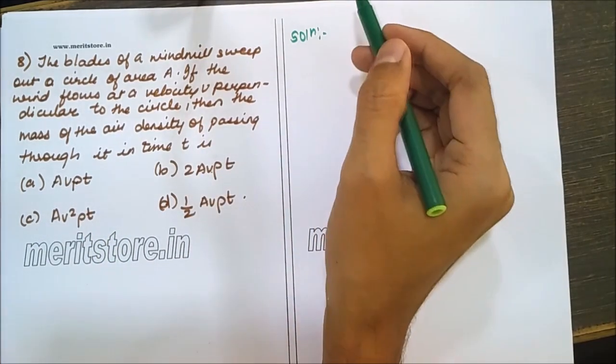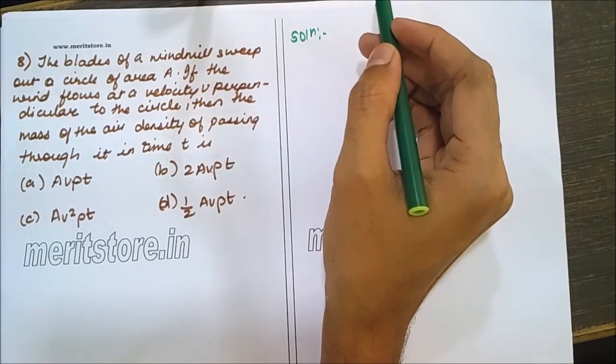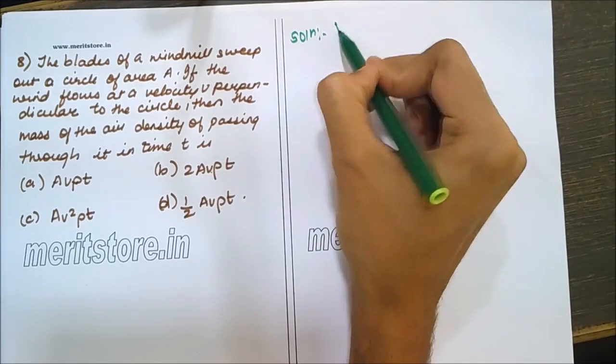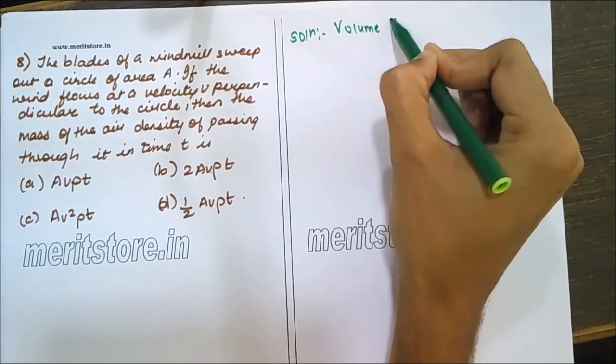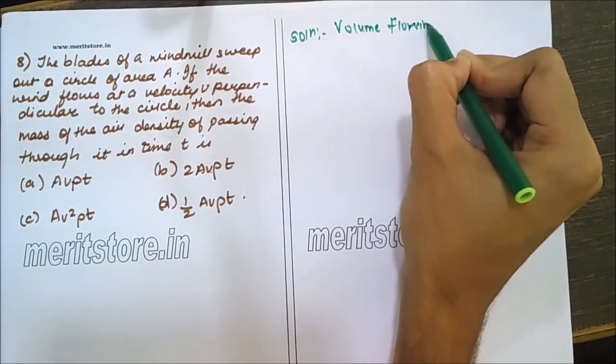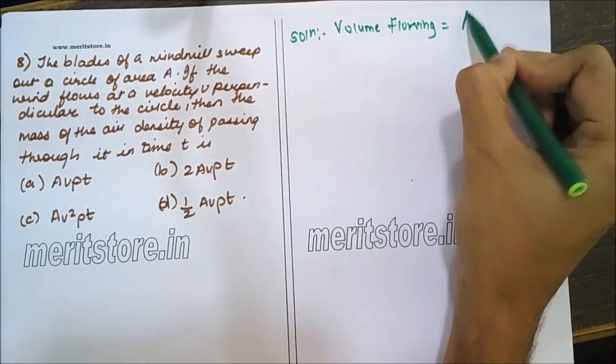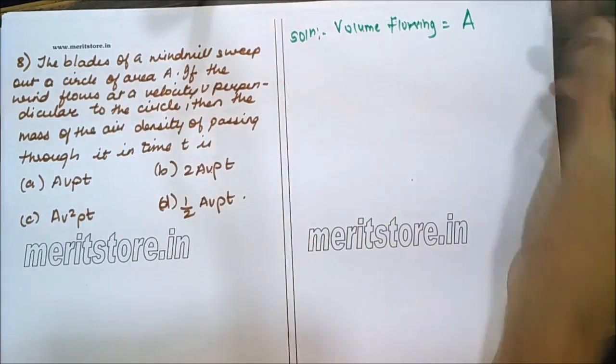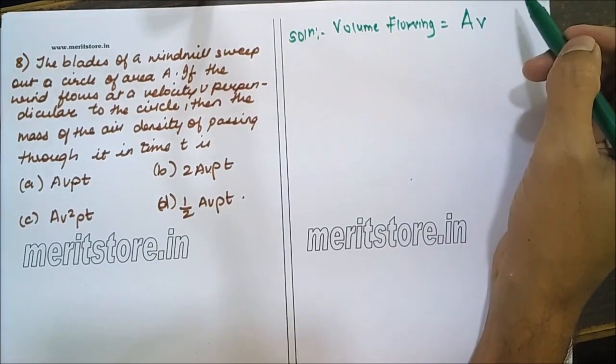So we have different formats. So let's go for the sum. It is the volume of the wind flowing per second. We have the volume flowing per second equals the area of the circle it is sweeping multiplied by its velocity.